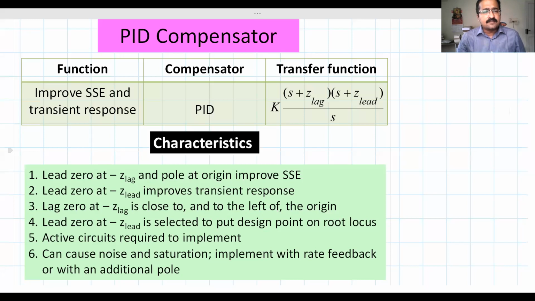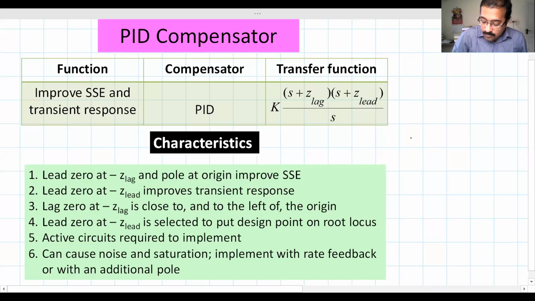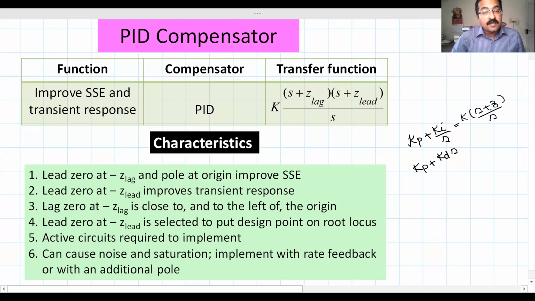So as you can see here, it is used to improve both the steady state error and the transient response. Okay, so the general transformation is K into S plus Z lag into S plus Z lead by S. Because we know for a proportional integral controller we have Kp plus Ki by S, and for a PD controller, we have Kp plus Kds. So this will be some constant K into S plus Z divided by S for a PI compensator, and here you will have K into S plus Z kind of thing. Right? So basically, there are three terms.